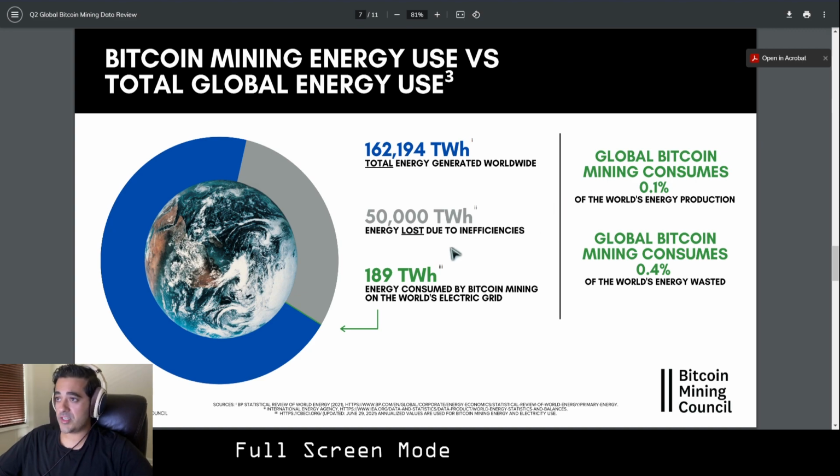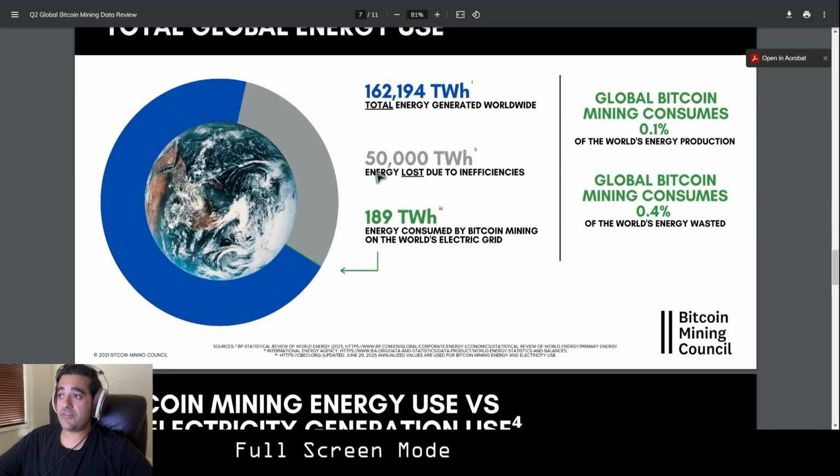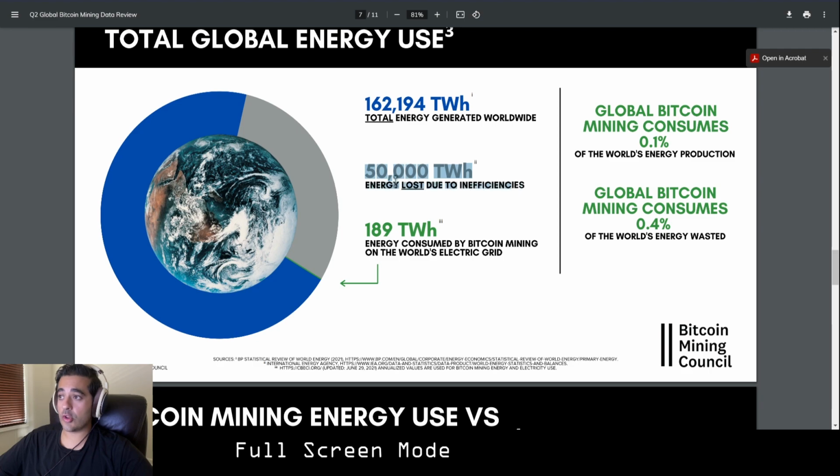So what's very interesting are just a few things here, right? 162,194, we saw this on the previous chart. This is the total energy generated worldwide. 50,000 terawatt hours are lost due to inefficiencies, okay? 189 terawatt hours are consumed by Bitcoin. We're losing more energy to inefficiencies by a massive long shot. I mean, look at the gray.